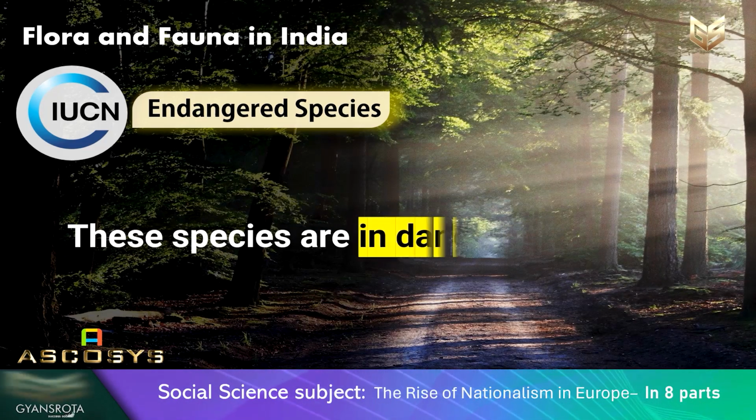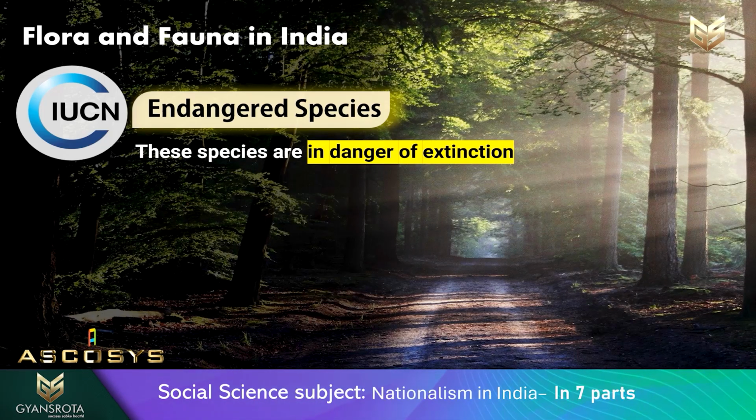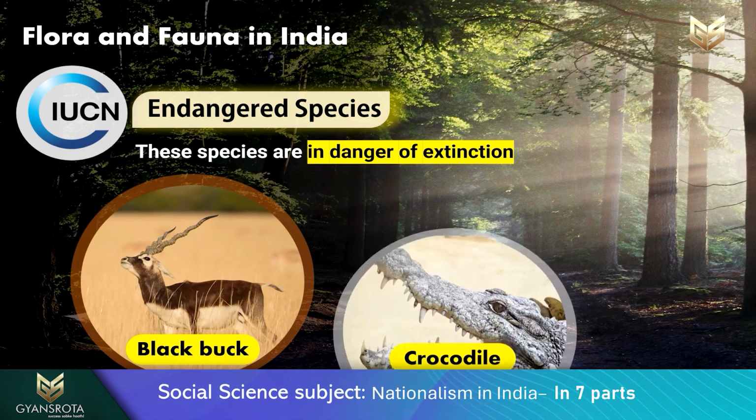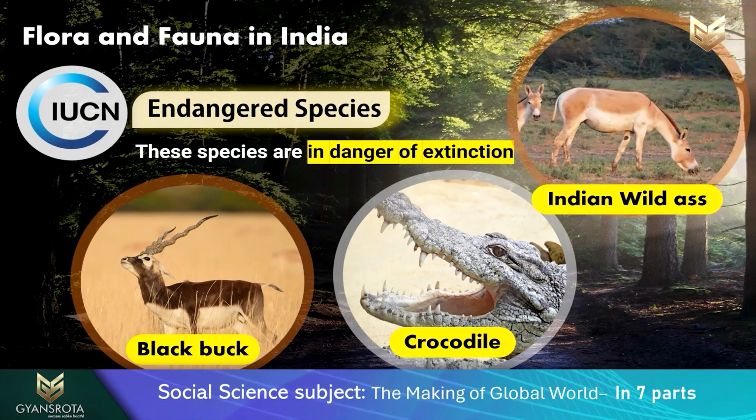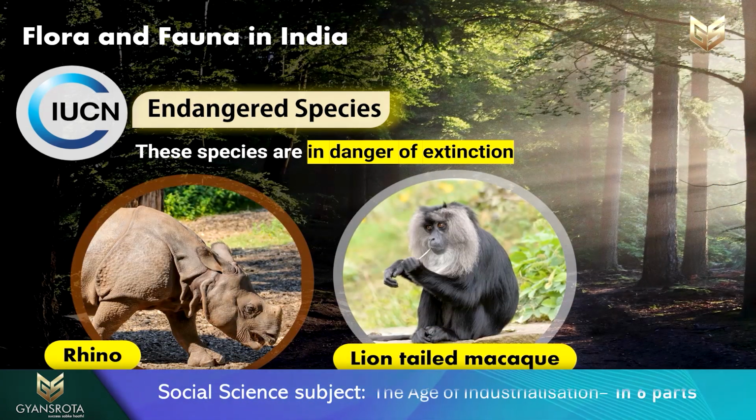The second category is that of the endangered species. They are in danger of extinction. For example, species such as the black buck, crocodile, Indian wild ass, Indian rhino, lion-tailed macaw, etc.